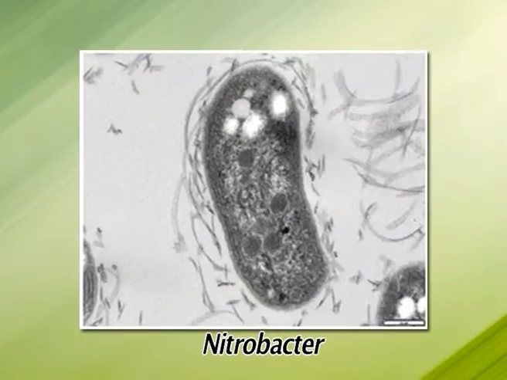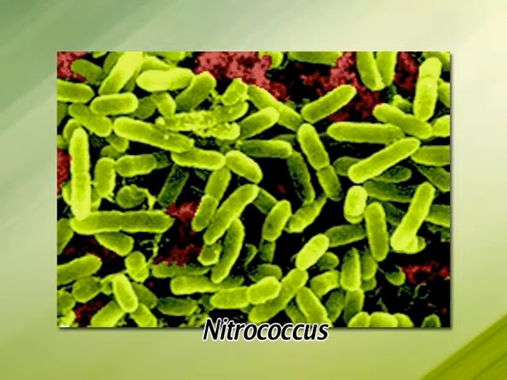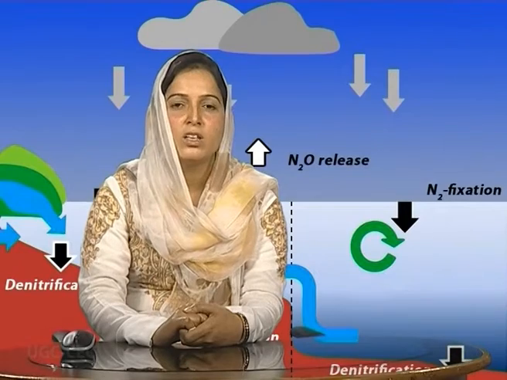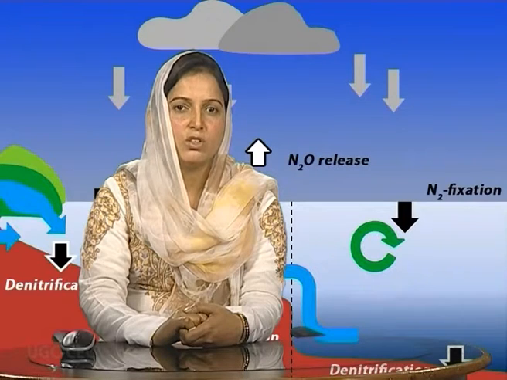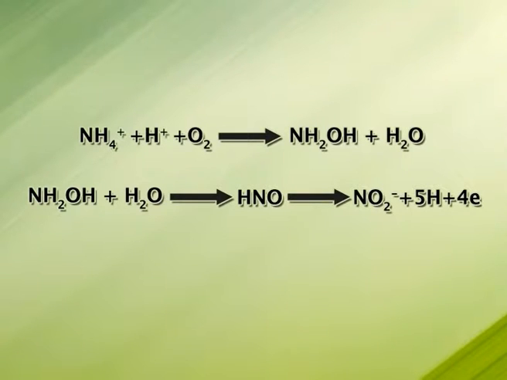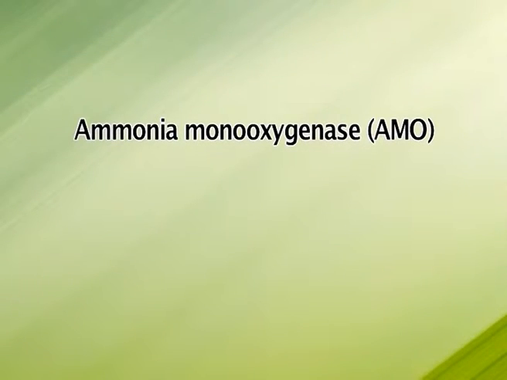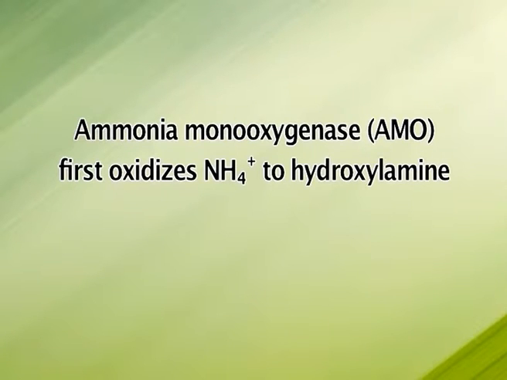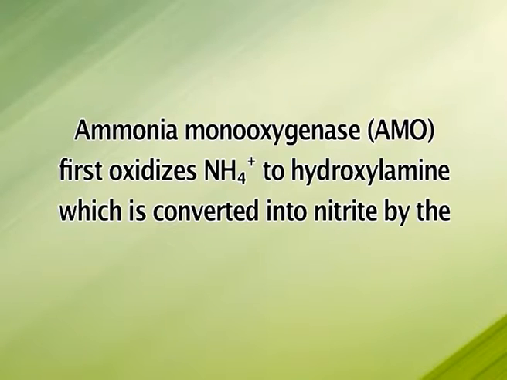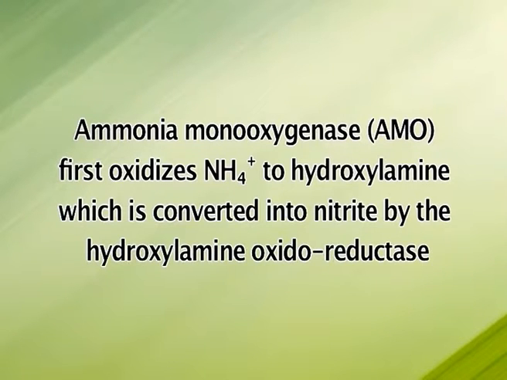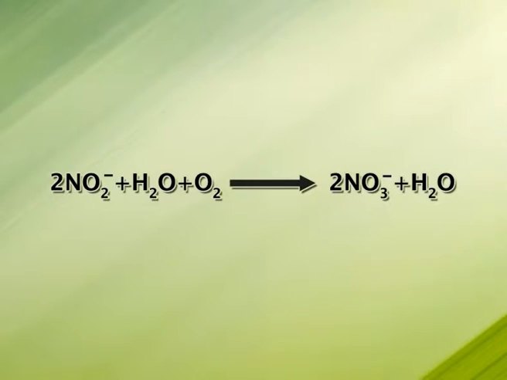and nitrite oxidizers, the names of which are prefixed with nitro, which include Nitrobacter, Nitrococcus, Nitrospina, etc. The first step in nitrification is the oxidation of ammonium to nitrite, and second is the conversion of nitrite to nitrate. Ammonia monooxygenase first oxidizes NH4 to hydroxylamine, which is converted into nitrite by the hydroxylamine oxidoreductase. In the second step, nitrite is converted into nitrate by incorporation of oxygen from water.